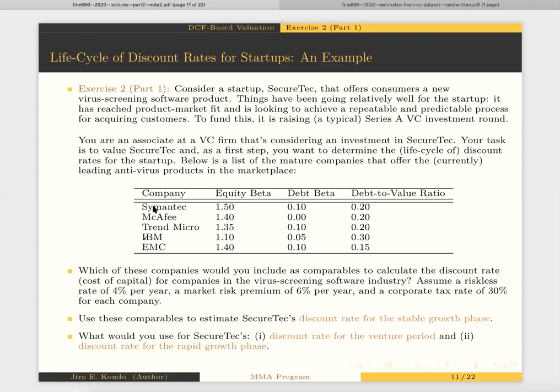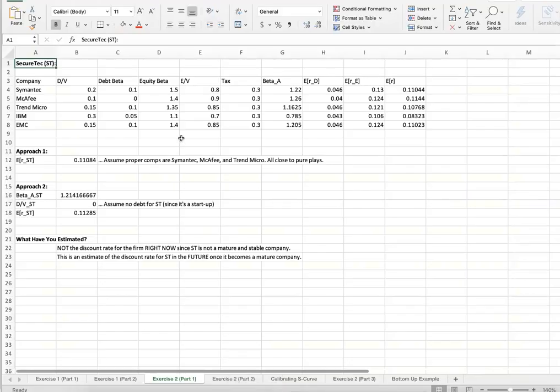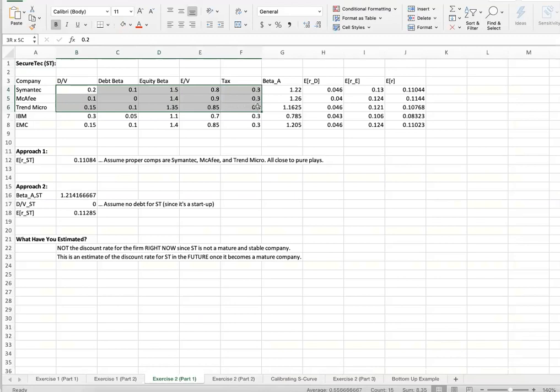So what we'll do is calculate the WACC of each of these three companies, Symantec, McAfee, and Trend Micro, and we'll just take an average of their WACCs. So let's go ahead and do that. This calculation is basically identical to the calculation that we did with Amazon and Barnes and Noble before the break. So I'm just going to very quickly run through this calculation. This is just showing us the data that we're given in the problem, right?